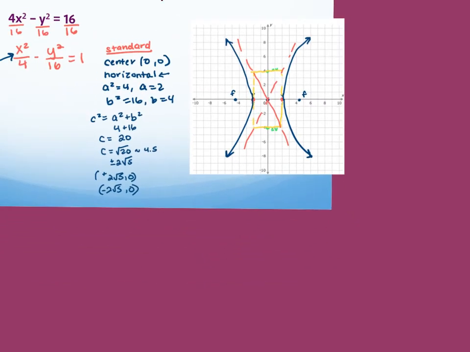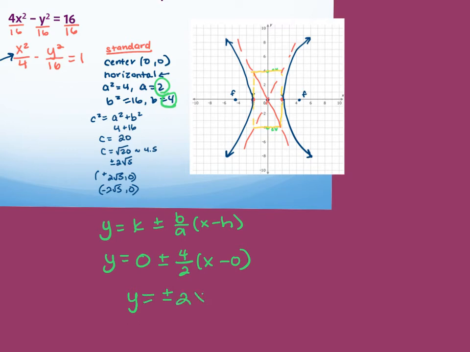So remember the asymptotes, when it's horizontal, is y equals k plus and minus b over a times x minus h. So y equals k is 0, plus and minus. Remember, my b is 4, my a is 2, x minus h is also 0. And that would simplify to be y equals plus and minus 2x.